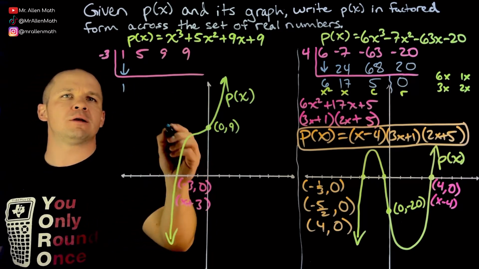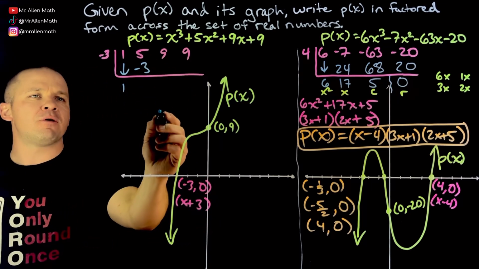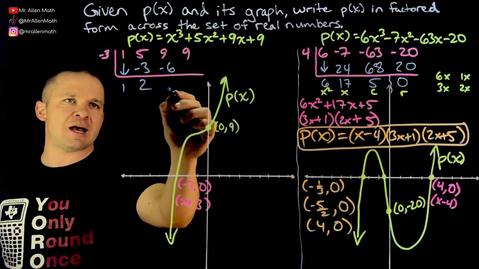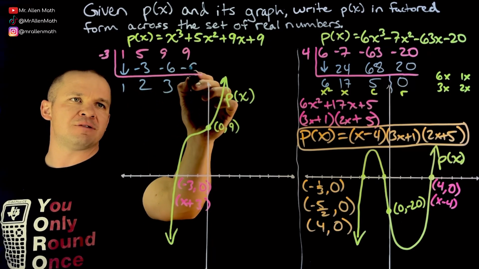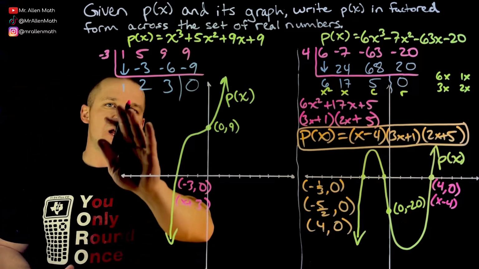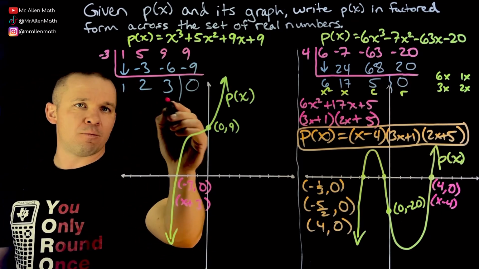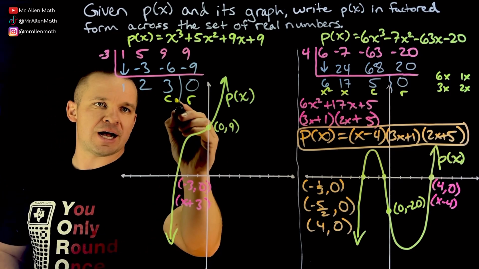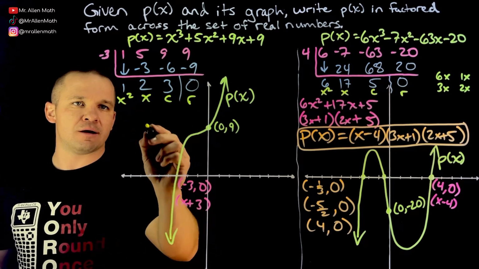Negative 3 times 1. Negative 3. 5 plus negative 3 is 2. Then we multiply. We get negative 6. Add. We get 3. Multiply, negative 9. Remainder is 0 as expected, as we had hoped. And I have, let me do that in the same color scheme here. Remainder, constant, x squared. That makes sense.